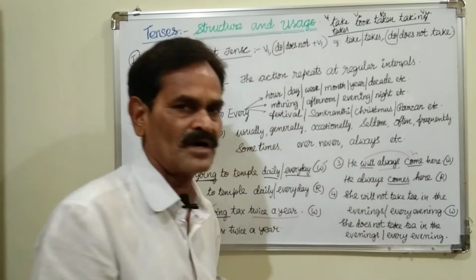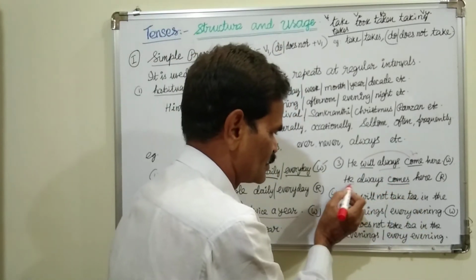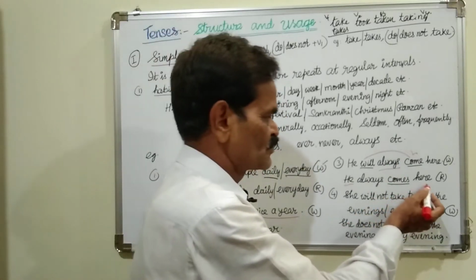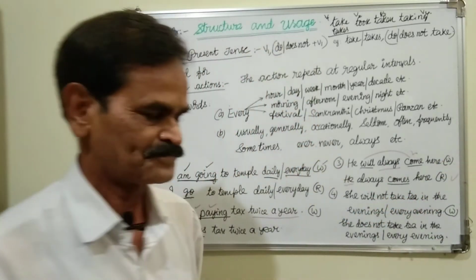Come is the verb, to that we suffix s because he is singular. With singular we use a singular verb only. So, he always comes here. This is the right sentence.